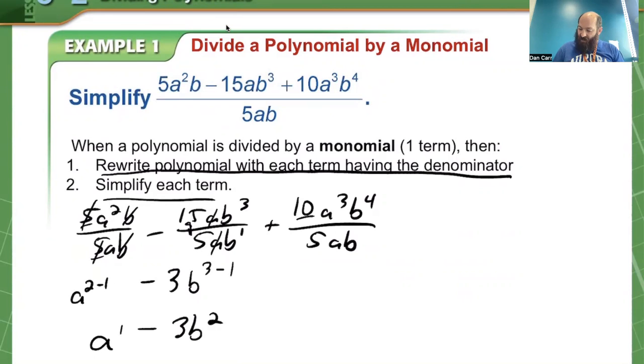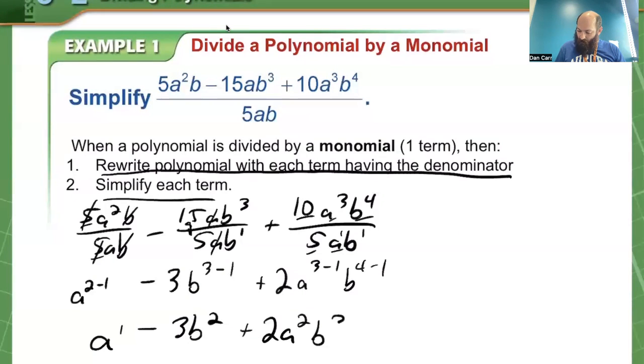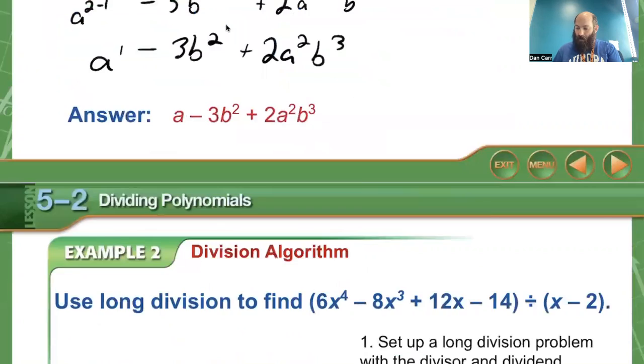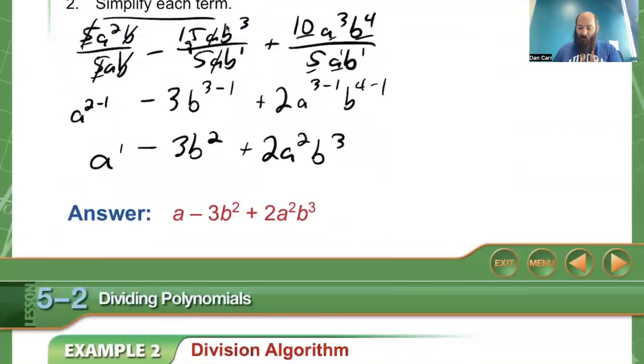And my final one, I've got 10 divided by 5, which is going to give me a positive 2. A to the third over a will be a to the 3 minus 1, and then b to the fourth over b will be b to the 4 minus 1. So again, I'm just subtracting the lower exponents from the upper ones. Simplify that, and that'll be 2a squared b to the third power. So that's all we're doing here, simplifying each term separately. So the answer is a minus 3b squared plus 2a squared b to the third.